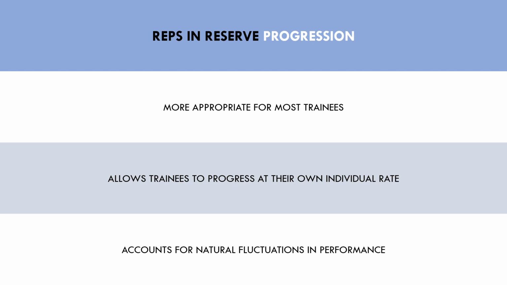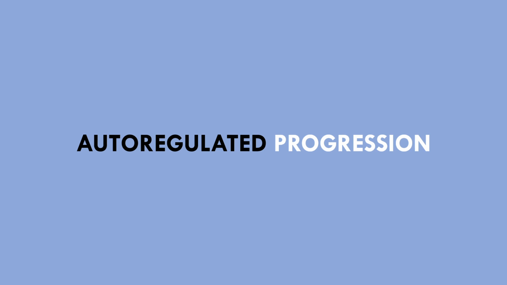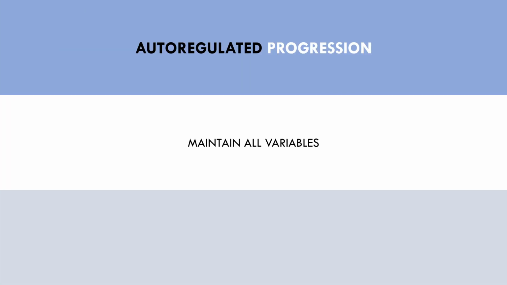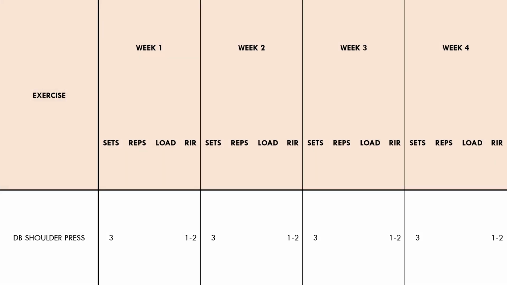And the last form of microcycle progression is to use an auto-regulated approach. This refers to keeping a static number of sets and proximity to failure, and adjusting reps and load performed each session. So basically, the program doesn't actually change, trainees just perform the sessions and observe progress over time. For example, a trainee may perform the dumbbell shoulder press for 3 sets at 1 to 2 reps in reserve for each week. Performance over the 4-week period may look something like this.